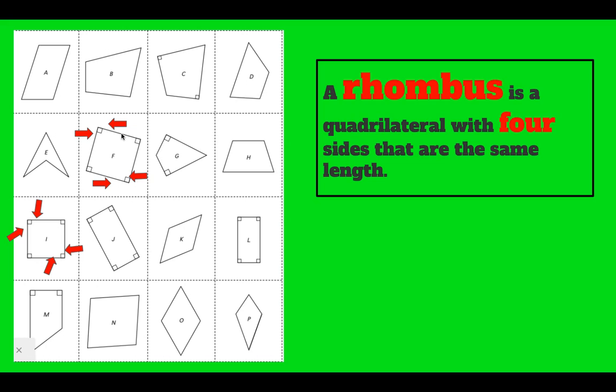So that brings us to I. All four of those sides are the same length. K, if I was to measure that, those would be the same length. N is also a rhombus, and also O is a rhombus.